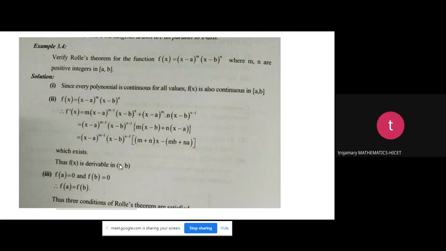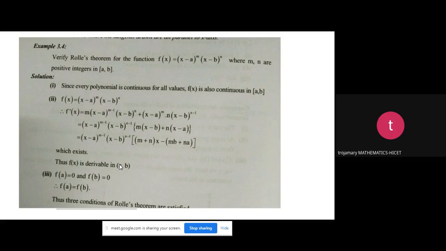Now verify Rolle's theorem for the function f of x equal to x minus a the whole power m, x minus b the whole power n, where m comma n are positive integers, in the closed interval a comma b. Since every polynomial is continuous for all values, f of x is also continuous in a b. Because you directly write the first statement, every polynomial is continuous, so f is continuous. Then f of x equal to x minus a the whole power m, x minus b the whole power n. You find the derivative f dash of x, applying the UV method. Differentiating x minus a the whole power m gives m into x minus a the whole power m minus 1 into x minus b the whole power n, plus x minus a the whole power m into n into x minus b the whole power n minus 1.